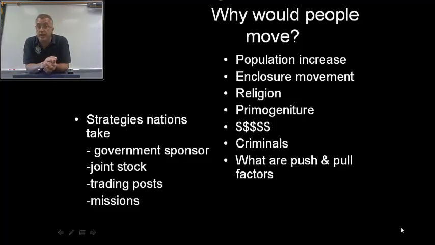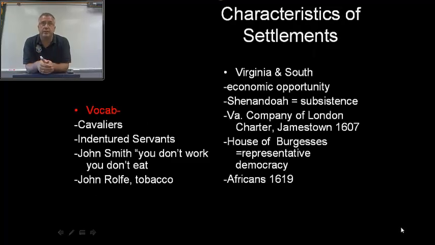Missions: the Spanish, the Catholic Spanish, also established missions, religious settlements throughout the American Southwest and Mexico. A famous one you may have heard of is the Alamo. Again, we'll go into that in more detail in class. Okay. We have characteristics of settlement.